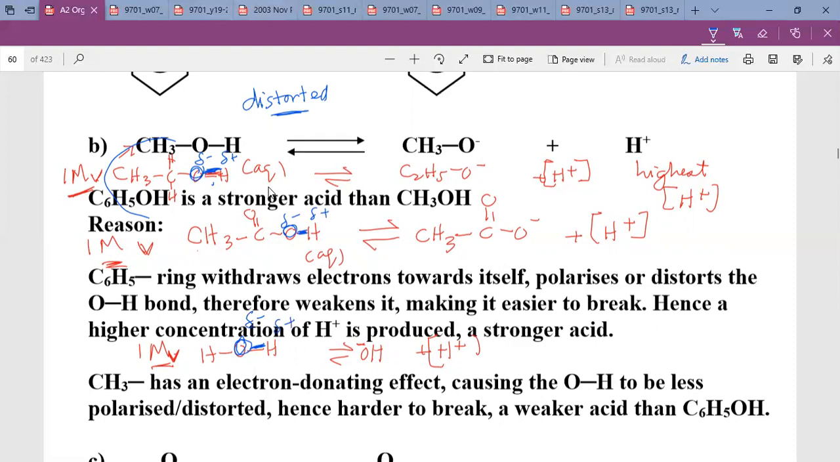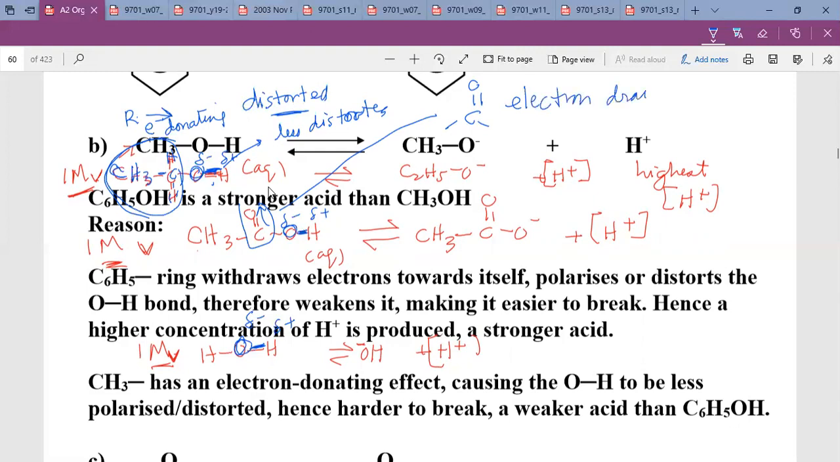But then there's this group here. Remember the R group? The R group, the alkyl group, is electron donating. That means it will be less distorted. Less distorted means more stable. Now this carbonyl is electron withdrawing. That's all you need to say in the exams: electron withdrawing. Therefore, it will distort the OH here more. More distorted.